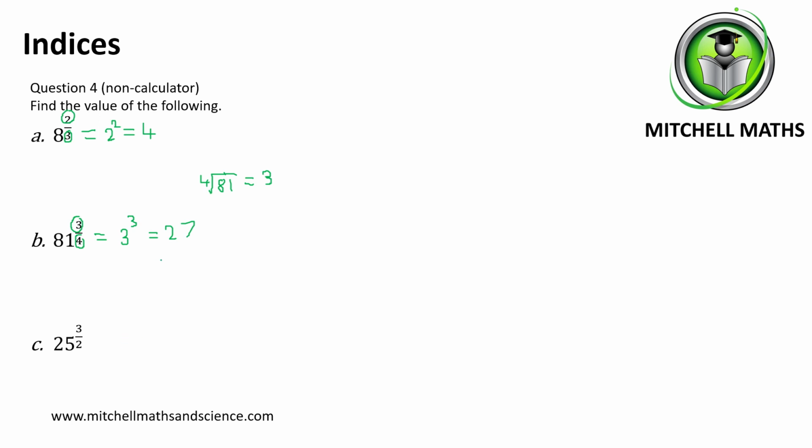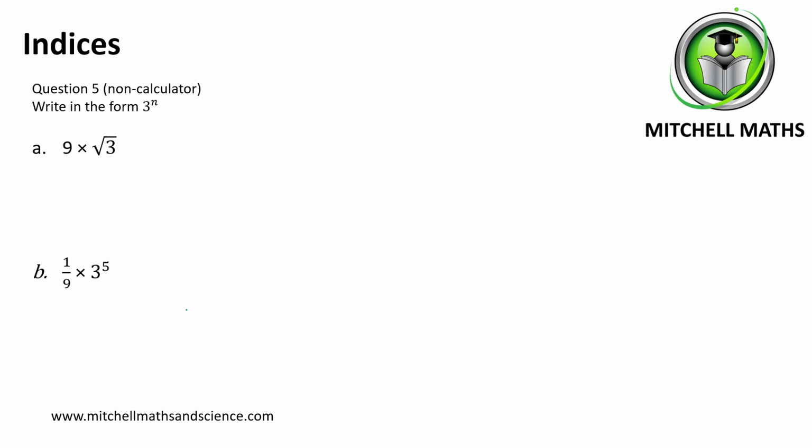So that's part B. Now for part C, we've got 25 to the power of 3/2. And again, we're going to do the same thing. We've got a 2 on the bottom of the fraction, that's the indice. So that means we're going to have to square root 25. And we know the square root of 25 is 5. And because it's got a 3 on the top, we're going to need to cube it. So 5 cubed is 125. And you might know that off the top of your head, or you might just have to do 5 times 5 times 5. Either way, you'll end up with that answer.